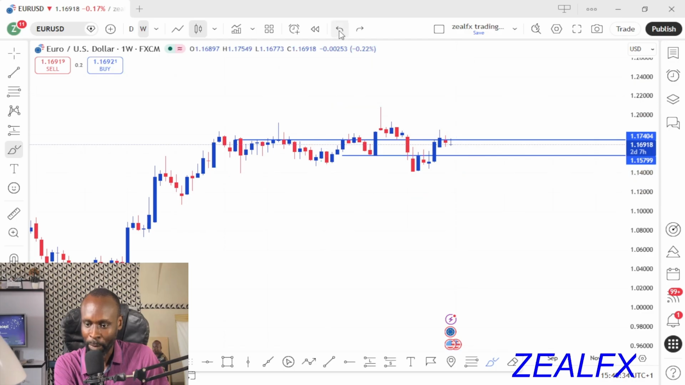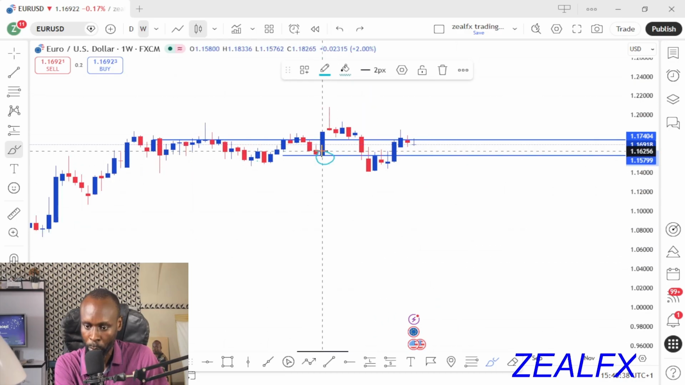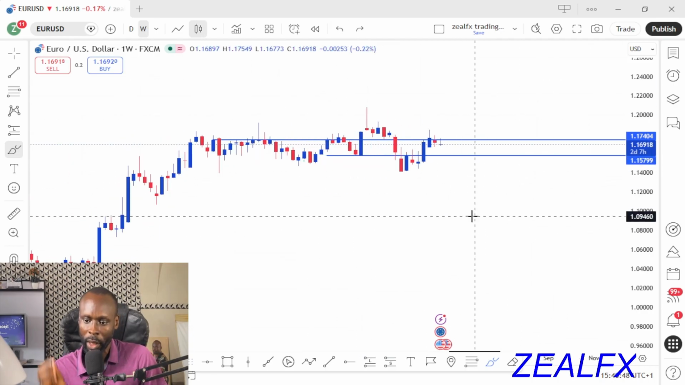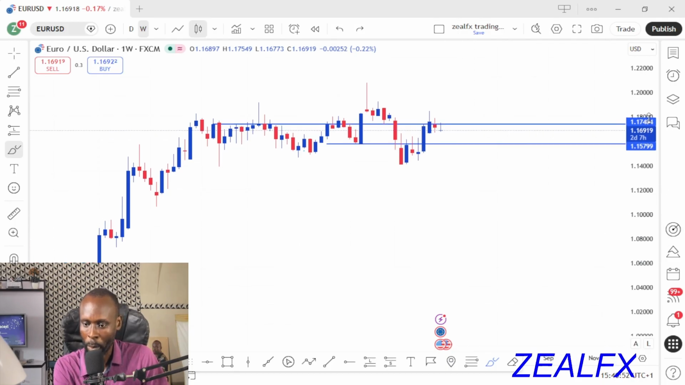The big move we are expecting is this. So long as price closes below this higher low, this is a sign of a shift of trend for the Euro USD on the weekly time frame. So long as we have this shift of trend on the weekly time frame on Euro USD, we expect price to drop massively on the Euro USD.